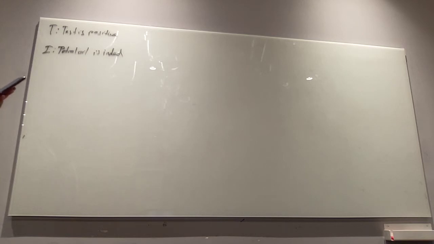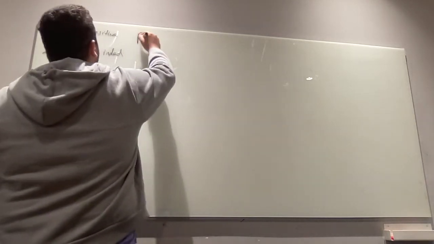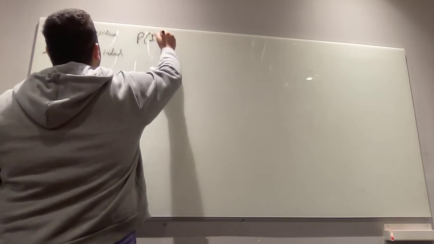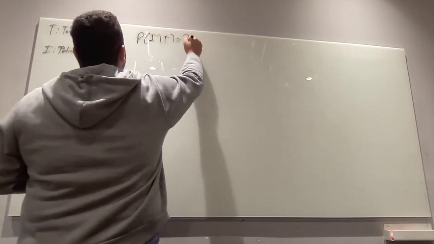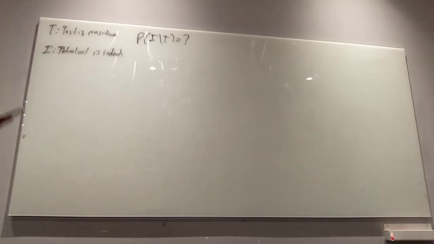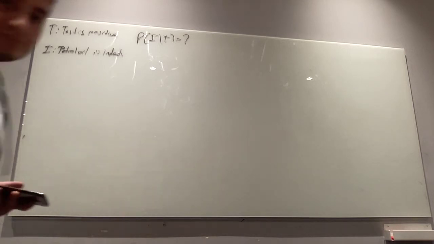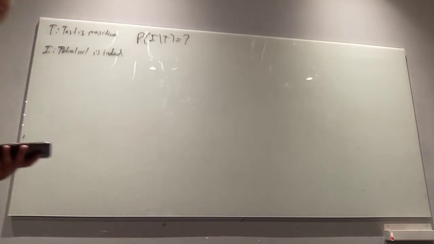What's asked? The probability of oil being present in the test area given that the test gives a positive signal. The probability of I given T is asked, right? Oil present in the test area given that the test gives a positive signal.